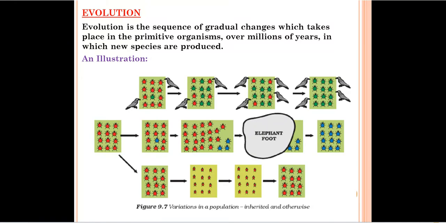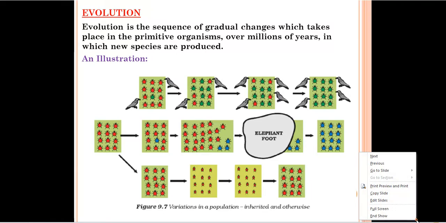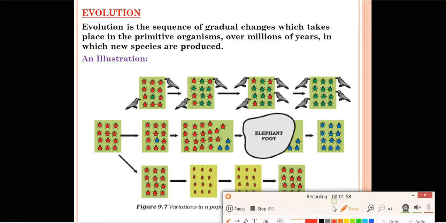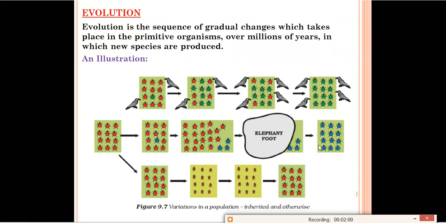Okay, so today we'll start with evolution. As you all know, in the first section on heredity, we have read what heredity is. Heredity is a process in which characters are transferred from the parents to their offspring or children. So the next section is evolution. What is evolution? That we will discuss now.